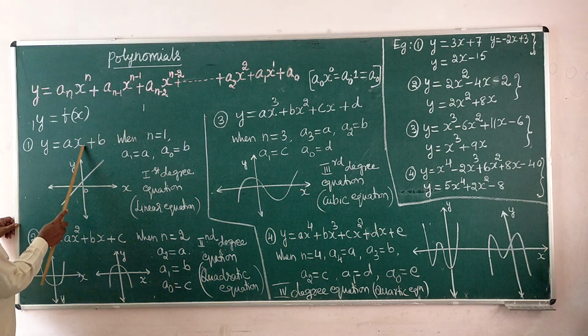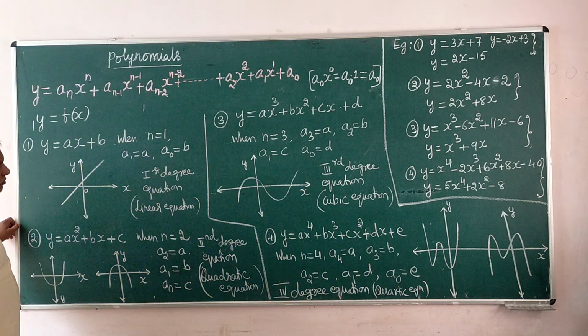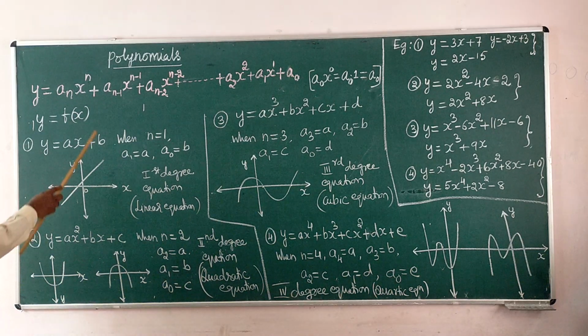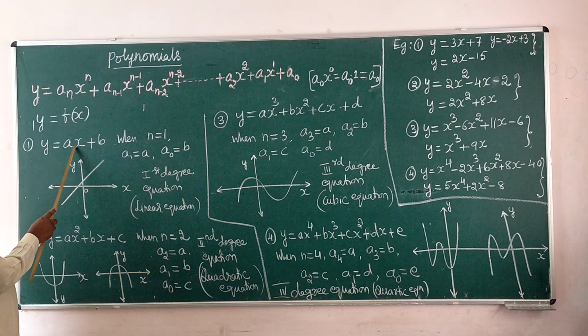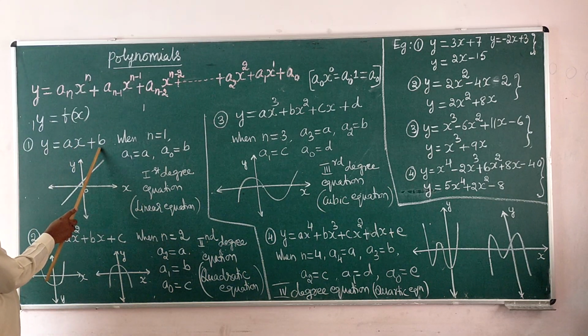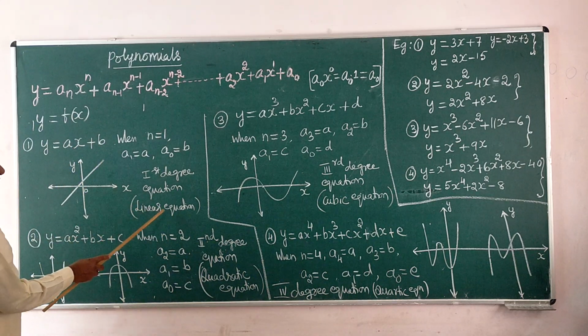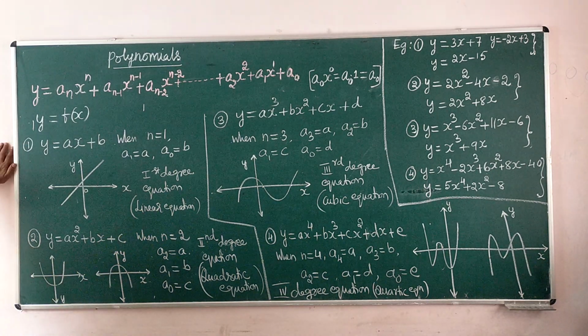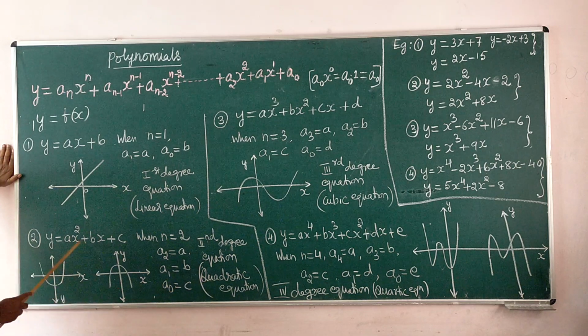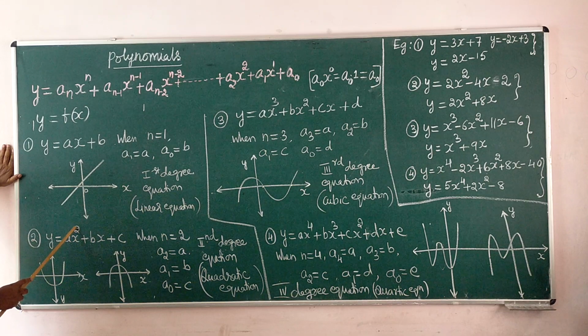This polynomial is called a first degree equation. This is a polynomial of first degree, also called a linear equation. This is a polynomial of second degree, called a quadratic equation, or second degree equation. This is the polynomial we get.